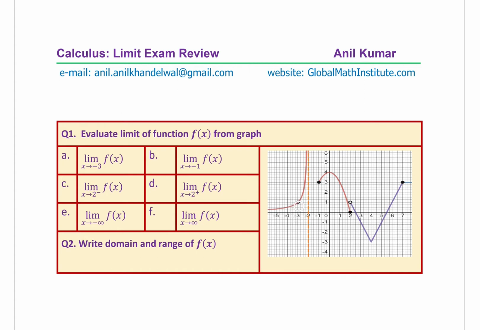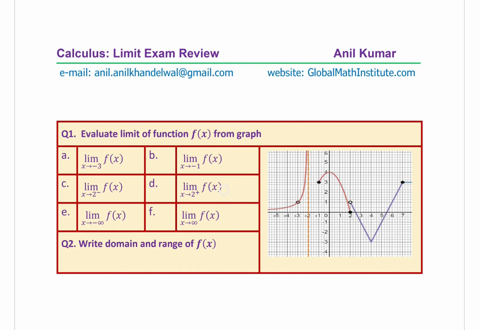You can notice a hole in this particular graph. B, limit of the function f of x when x approaches minus 1. So minus 1 is this point, which you can see here on the graph. C, limit of the function f of x when x approaches 2 from the left side. That is, approaching 2 from the left side.